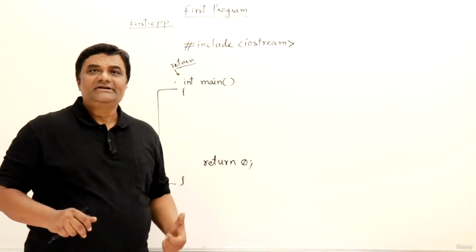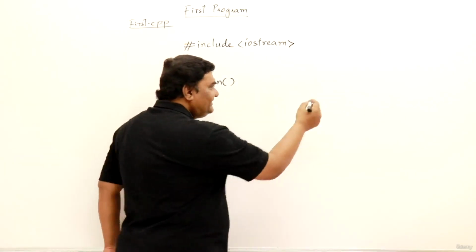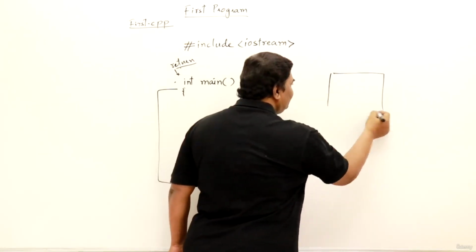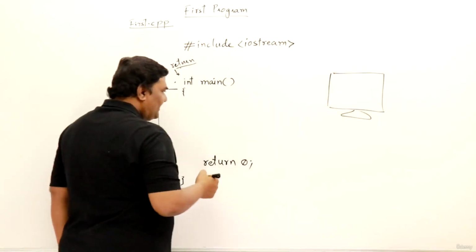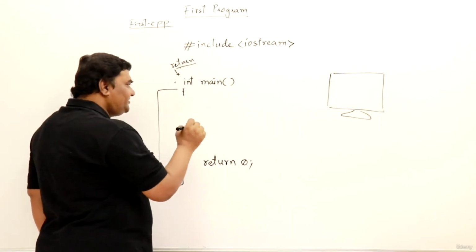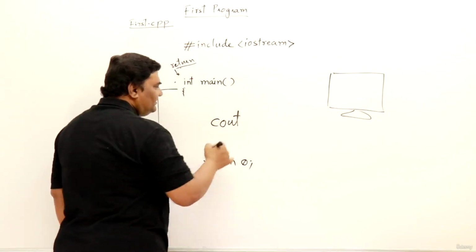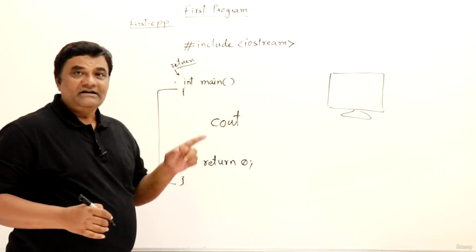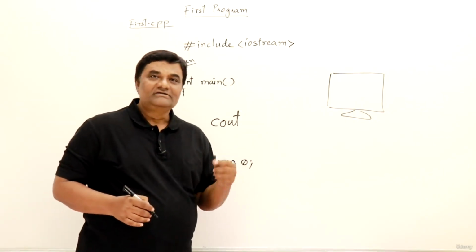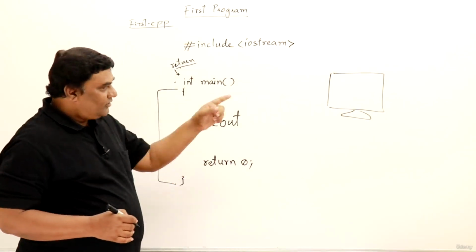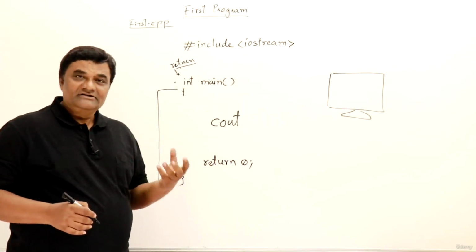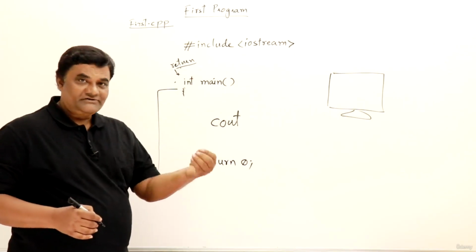So how to print something on the screen? For printing anything on the monitor, that is on the screen, from your C++ program, there is a built-in object available in C++, that is cout. C means console, out, that is console out. So the monitor is treated as a console, that is the output console.